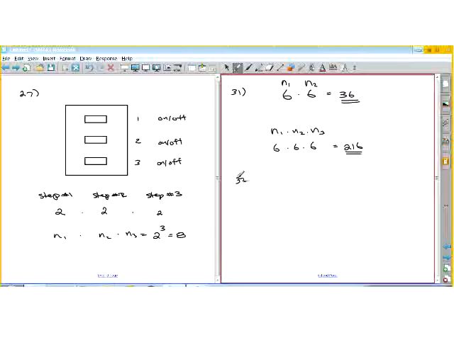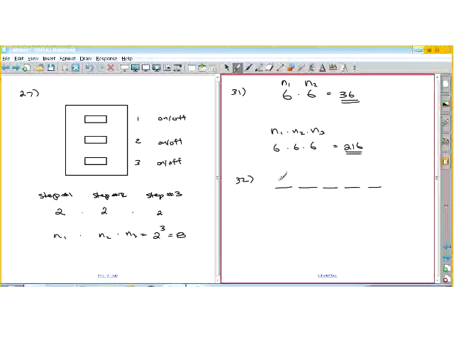Let's do 32. It's a new one. Counting 5-digit numbers. How many 5-digit numbers are there in our system of counting numbers? So here's the 5 numbers. And then we're going to write down what are the possibilities.